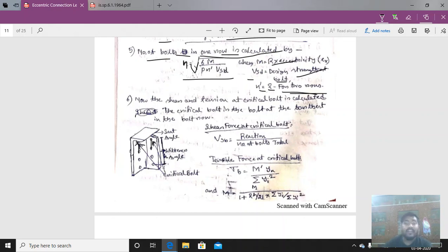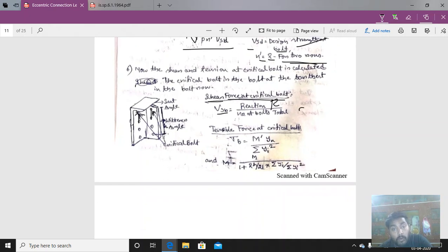How to determine? The shear force in the critical bolt, VSB, is determined from the reaction, that is the value of R that we know, and the number of total bolts, that is how many rows there are and the number of bolts in 1 row. So if there are 2 rows, 2 into n. If there are 3 rows, 3 into n, that we need to determine.